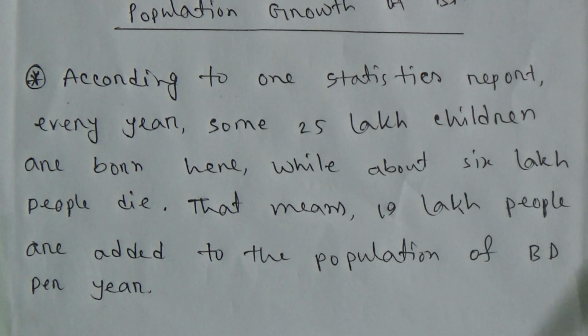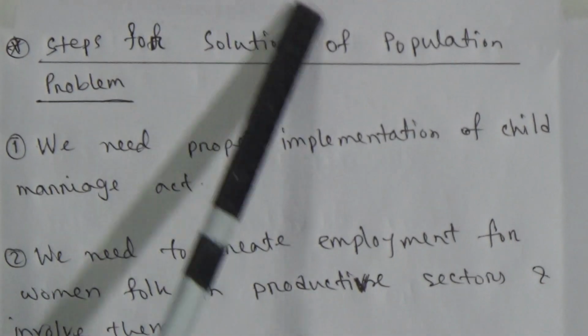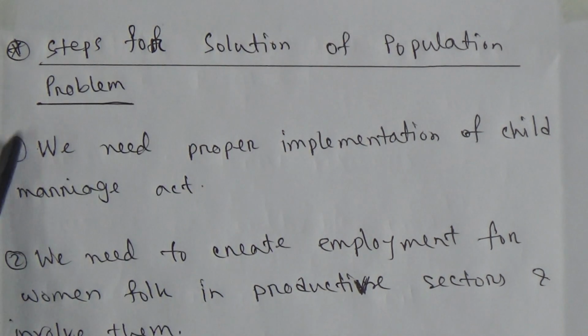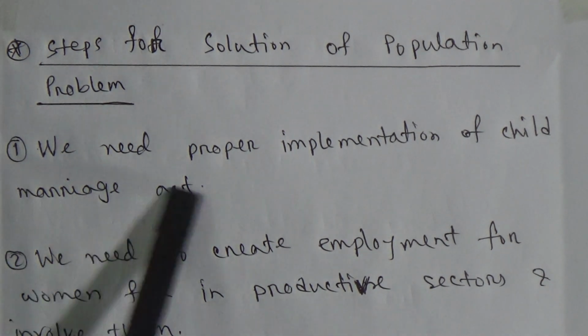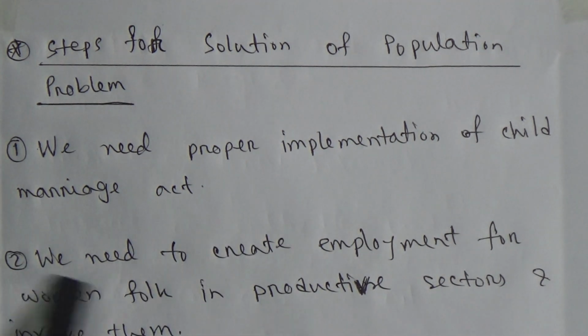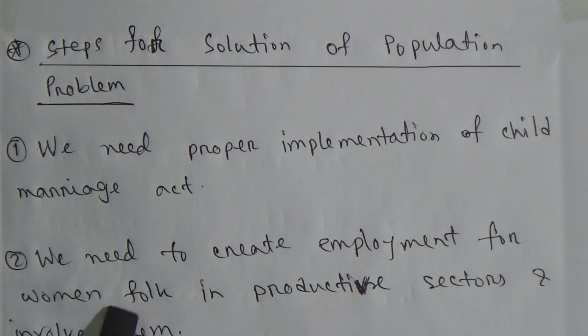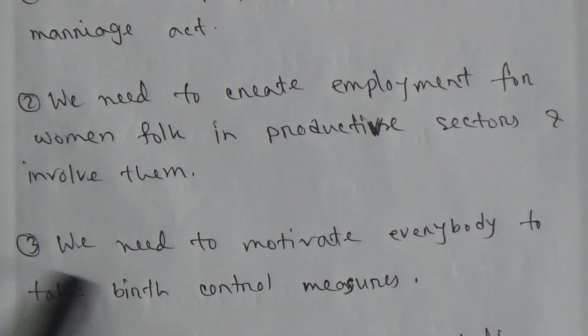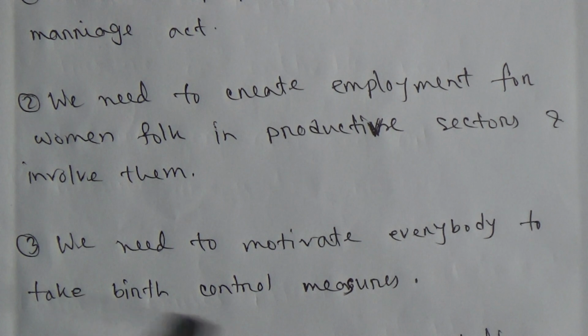Now finally we will find out the steps to solve the population growth problem. The first one, we need proper implementation of the Child Marriage Act. Number 2, we need to create employment for women in productive sectors and involve them. The third one, we need to motivate everybody to take birth control measures. And 4, we need to turn the population into human resource.